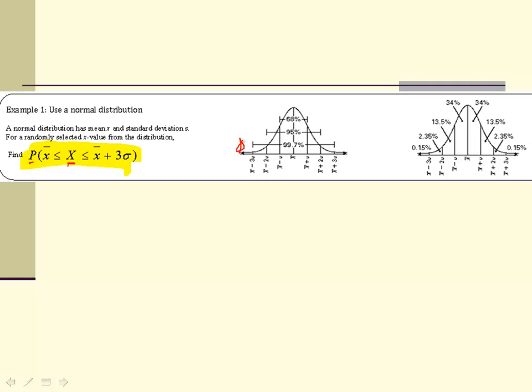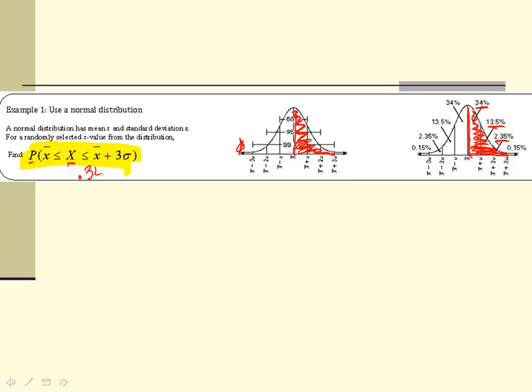This is what I just drew, and we're not going to really use that because we can't really tell the percentages on this one. My mean is right here, and 3 standard deviations above the mean is right here. So I'm going to look at this next graph. Here's my mean, here's 3 standard deviations above the mean. We're really looking for what percent of the data lies in here. If you look, we've got 34%, 13.5%, and 2.35%.